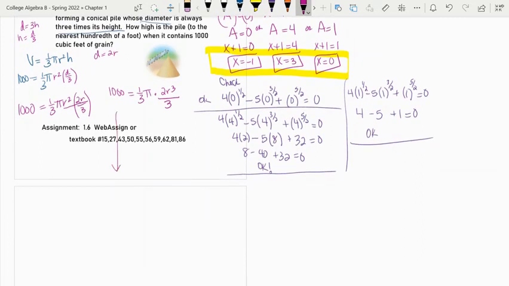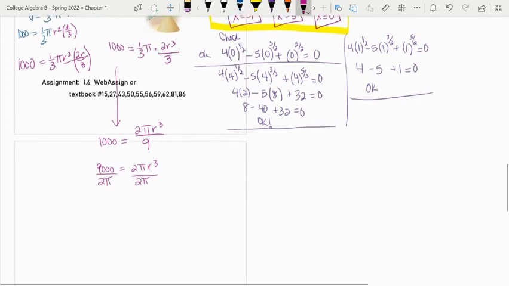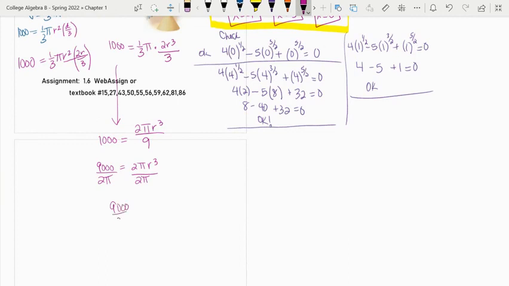All right, so bring this down here. So I have 1,000 equals, multiply the numerator, so 2 pi r cubed divided by 9. So we multiply by 9 on both sides, so we get 9,000 equals 2 pi r cubed. So divide both sides by 2 pi. So 9,000 divided by 2 pi will be r to the third. Take the third root of each side, or raise each side to the 1/3. So r will be the third root of 9,000 divided by 2 pi.